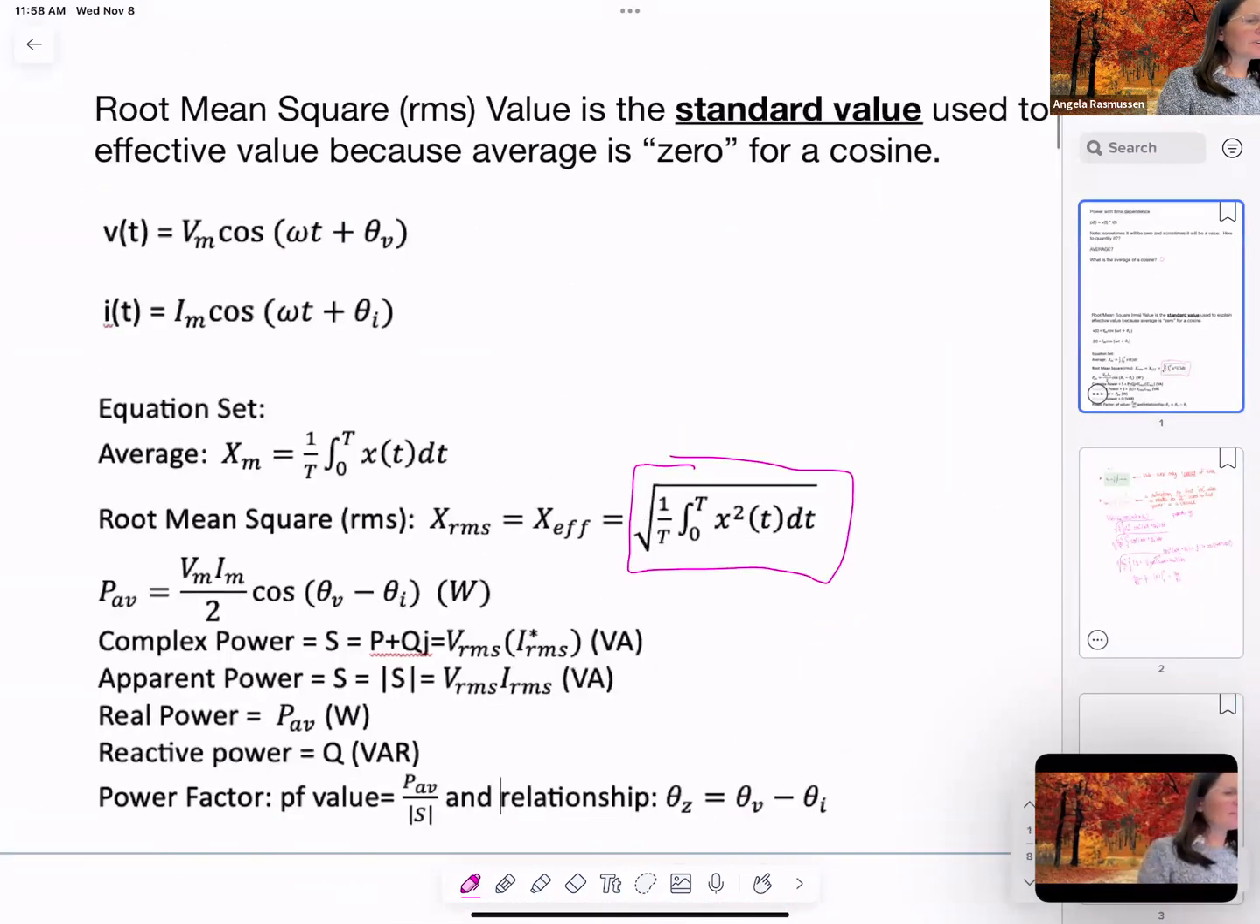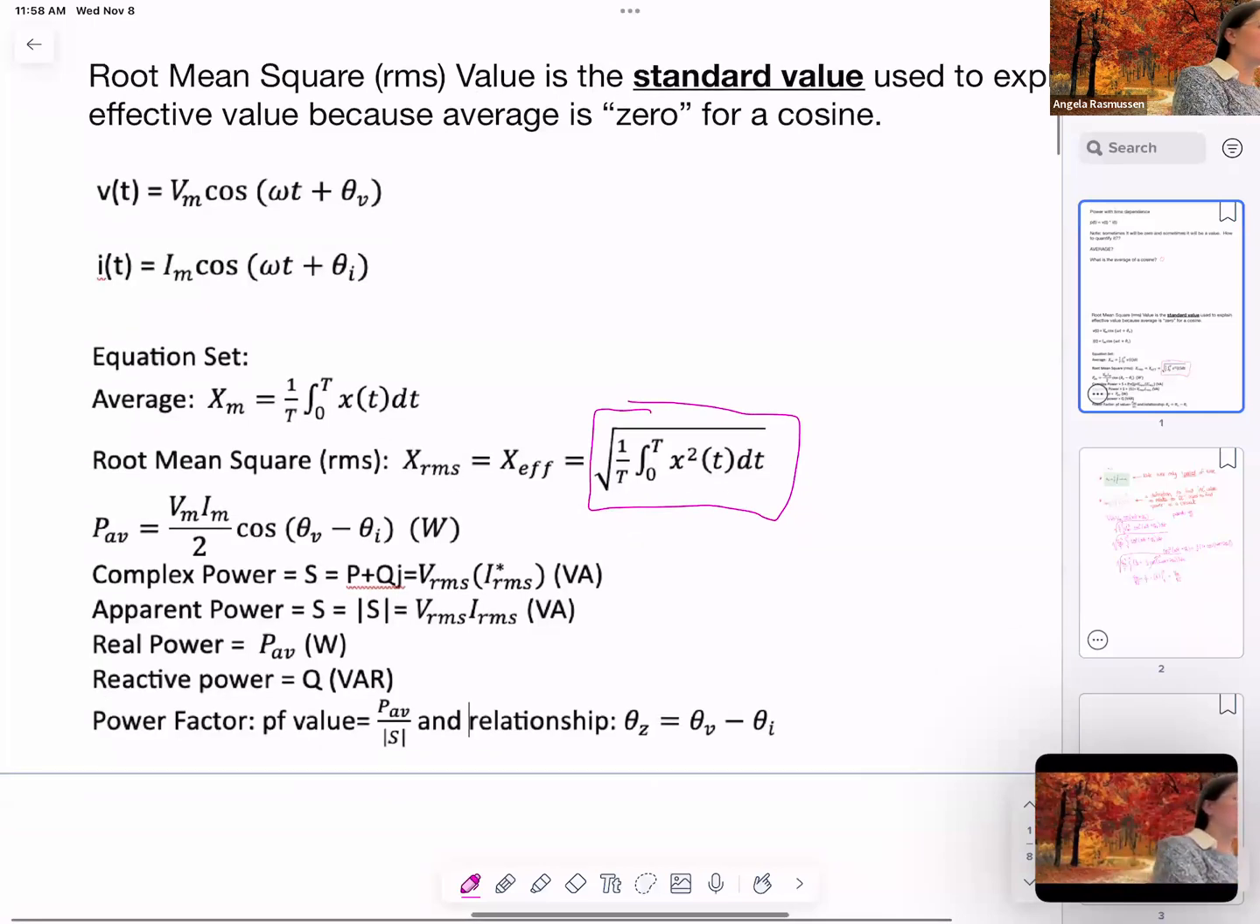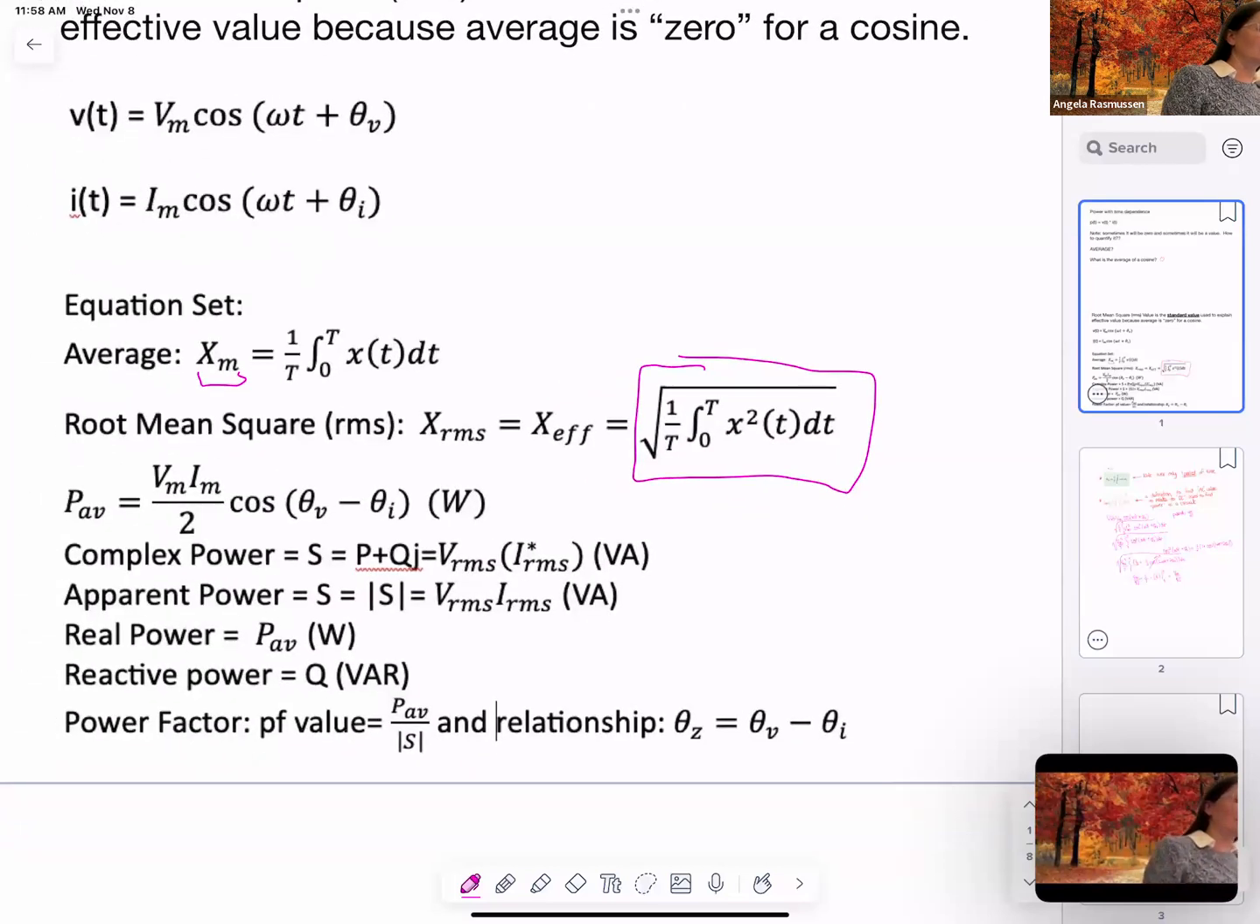In these notes, I've created this equation set. Going forward, there'll be this equation set, which is useful to have, and we'll keep talking about how you use these numbers. Quickly going over that, the average of any kind of signal, I'm using X to signify any value. So it could be voltage, power, or current. Any of those is going to be the average, which is integrating over one time period. And then the root mean square is the square root of the average of the square of the signal.